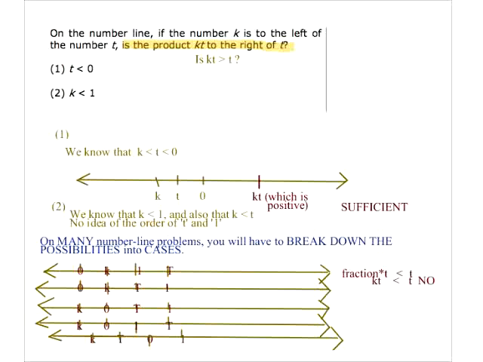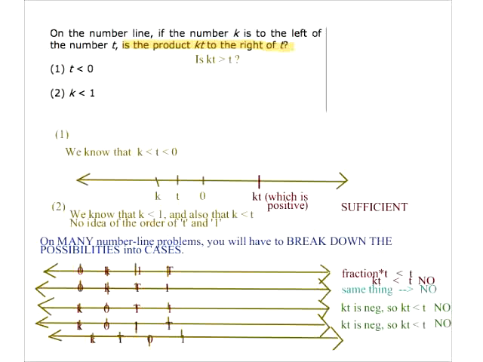In this case, k is still a fraction, t is still positive, so same thing. In this case, k is negative. So kt is negative, so kt is less than t. Same thing as here. These are all still no's to the question.